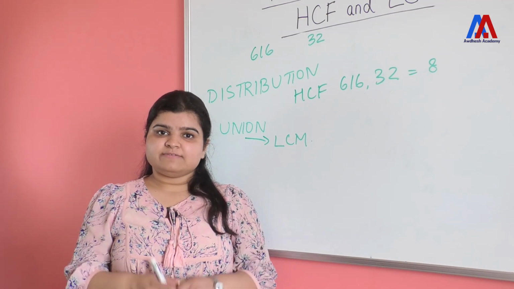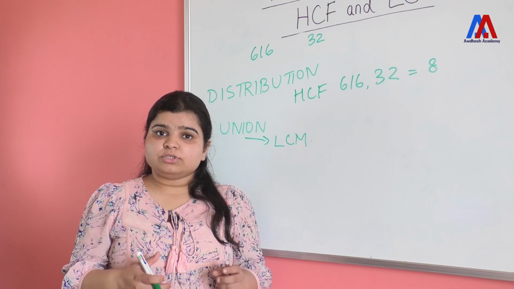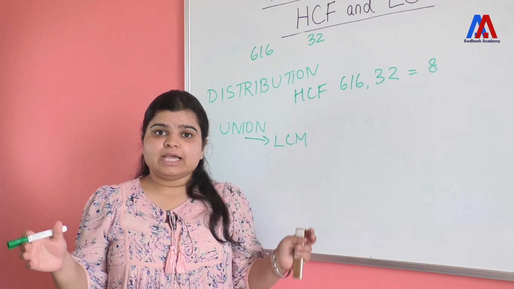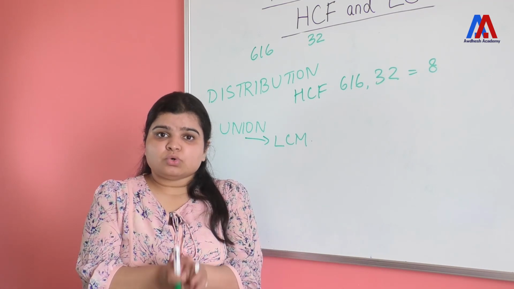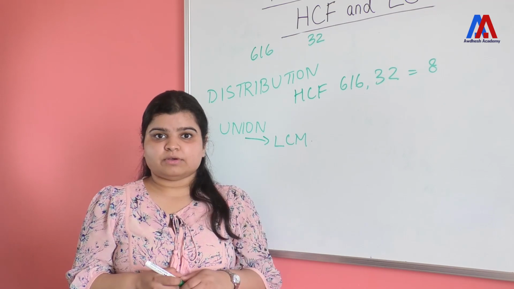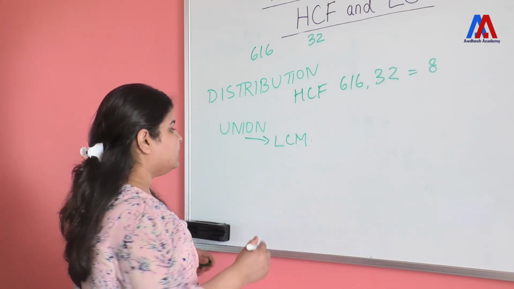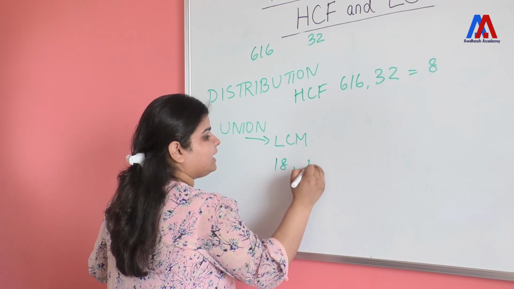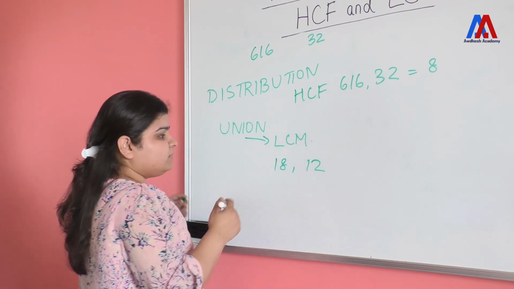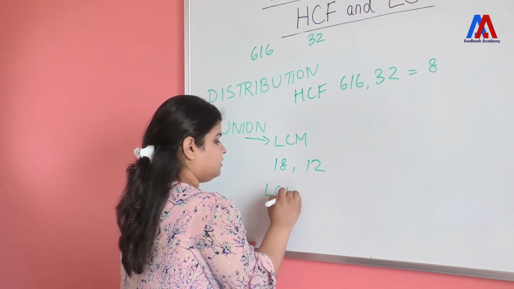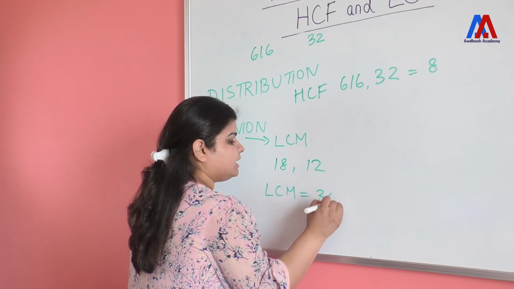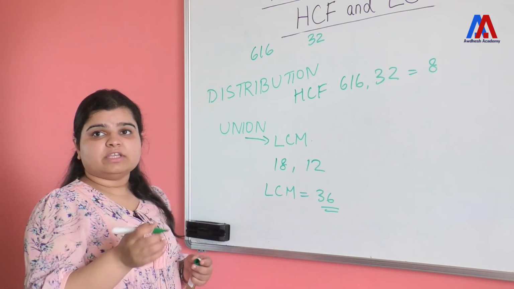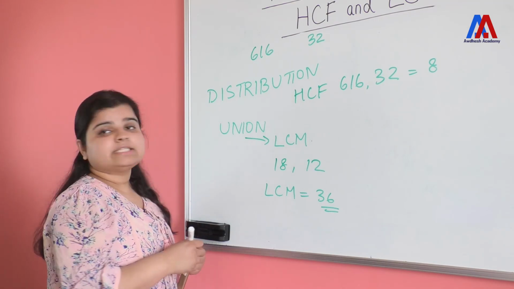So, like we have seen, the question talks about two people, Sonia and Ravi, coming to the same point. So, we'll use the LCM here. So, the numbers are 18 and 12. The LCM of the given two numbers would be 36. So Sonia and Ravi will meet after 36 minutes.